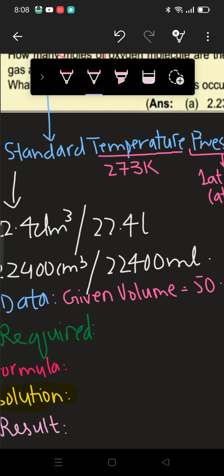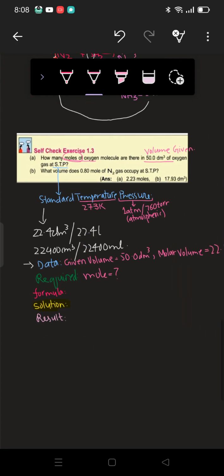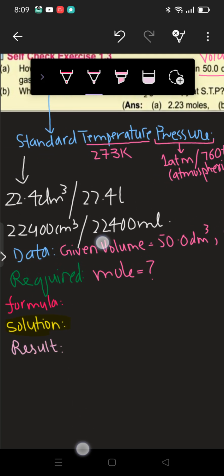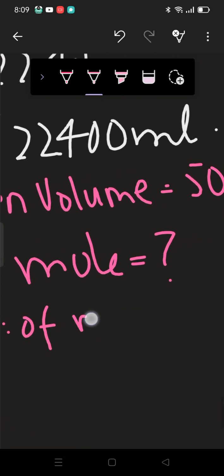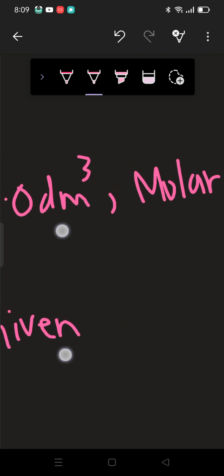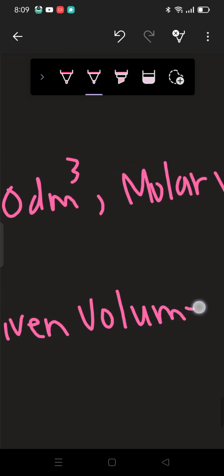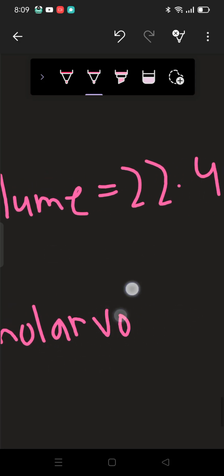So let's write required is moles. We need to calculate the moles. Now we need to generate a formula. By what formula are we going to solve it? There is given volume. We know the molar volume, which means now we're going to use the third formula: number of mole is equal to given volume per molar volume. So we know the formula as well.